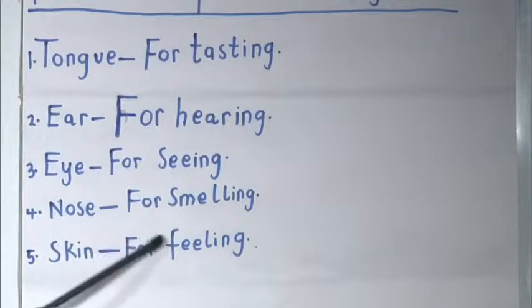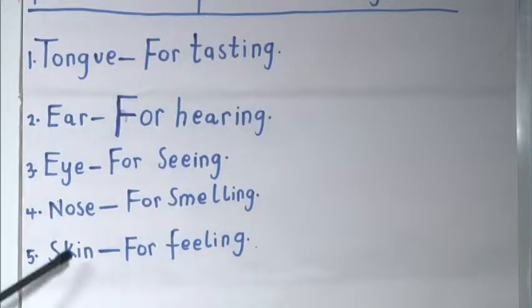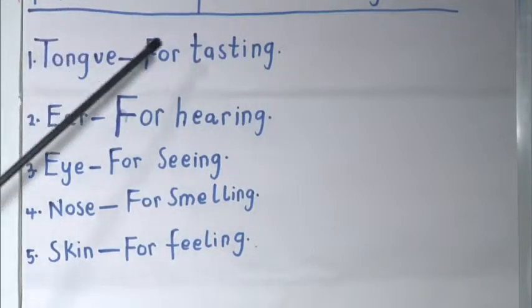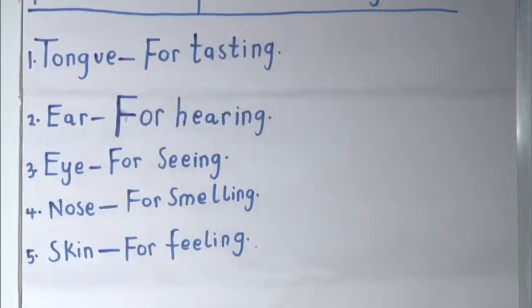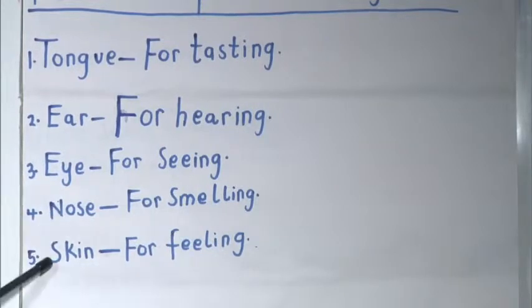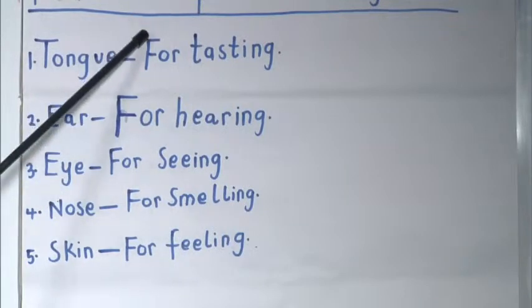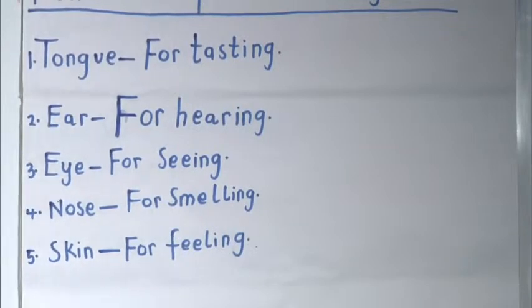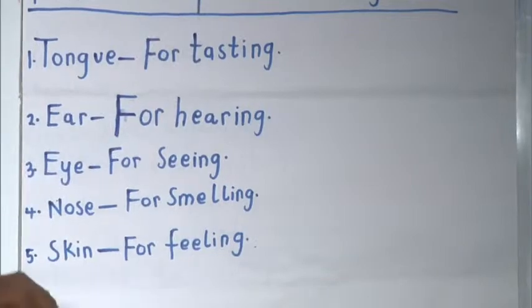Skin for feeling. So we use our skin to feel objects. So the tongue is for tasting, the ear for hearing, the eye for seeing, the nose for smelling, and the skin for feeling. So these are our sense organs and their functions.